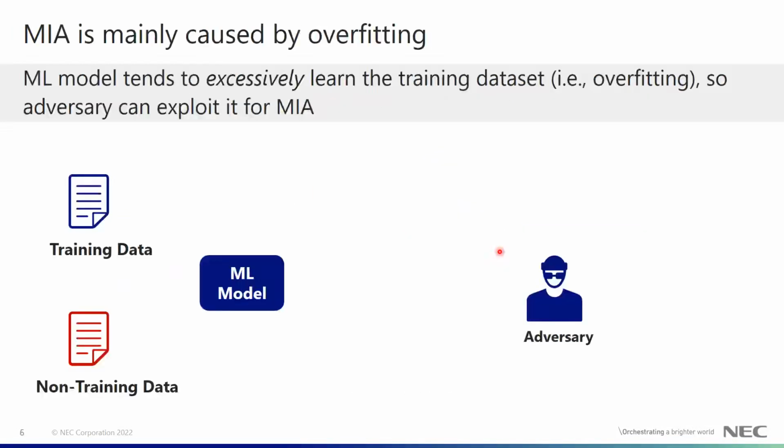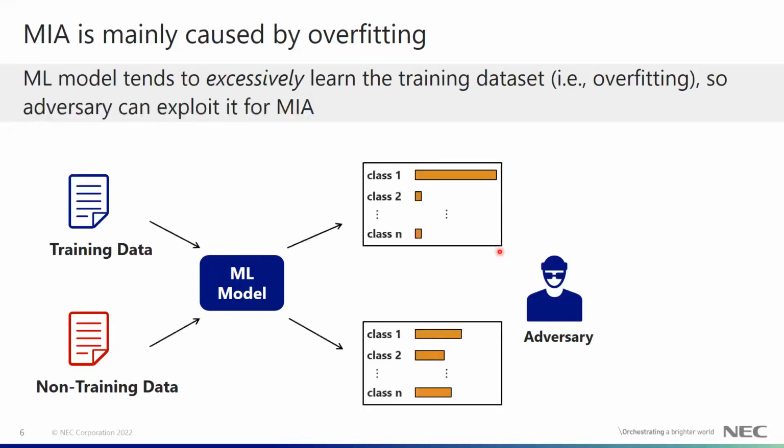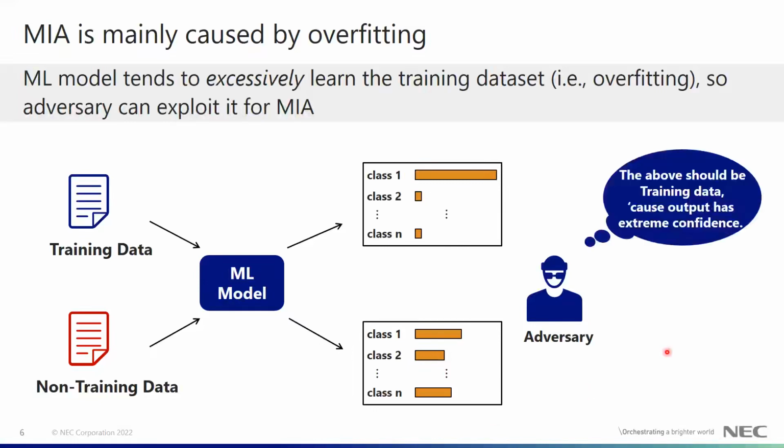Membership inference attack is mainly caused by overfitting, that is, the tendency of a machine learning model to excessively learn the training dataset. For instance, there are gaps between the confidence score of training data and that of non-training data. So the adversary can exploit this to infer membership information.